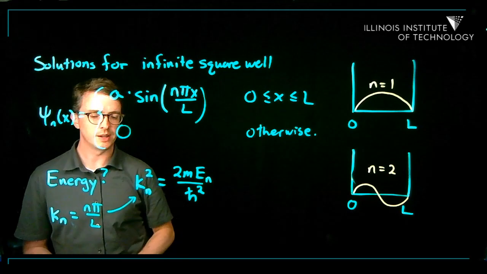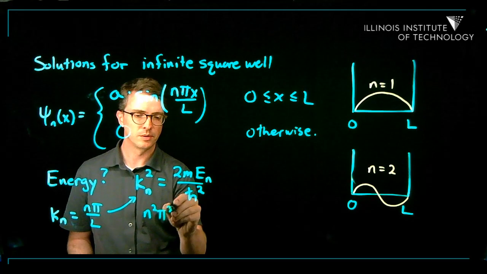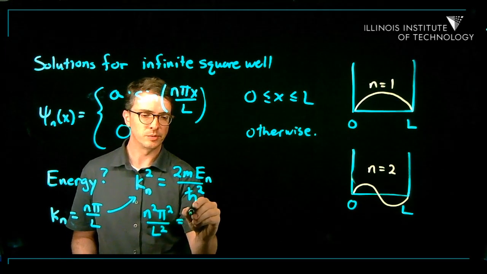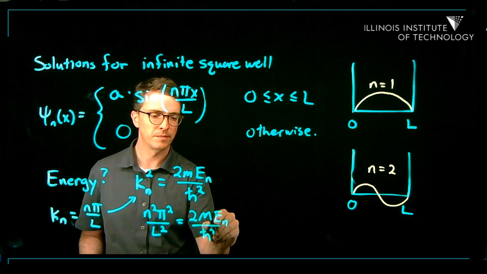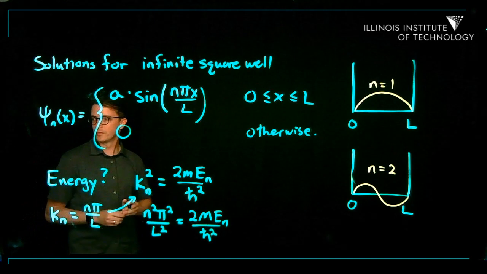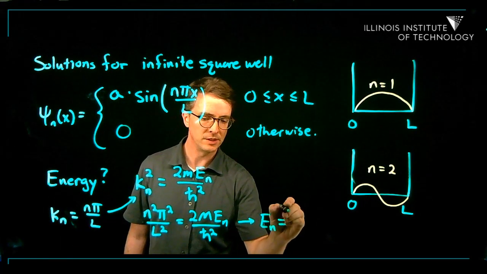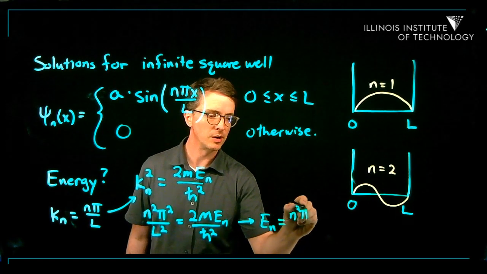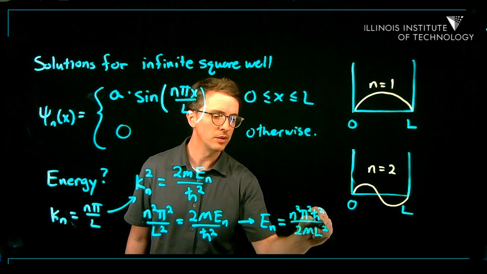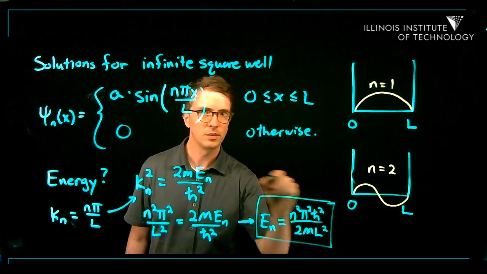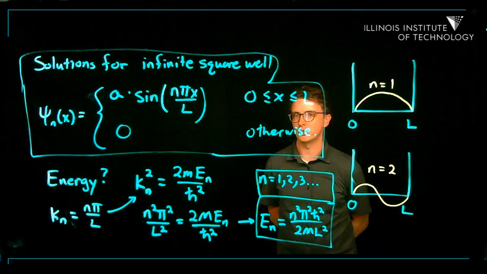So if I substitute that in here, I get that n squared pi squared over L squared is equal to 2m En over h bar squared. And I can solve this for the energy. En is equal to n squared pi squared h bar squared over 2m L squared. So we have our first solutions to the time-independent Schrodinger equation.